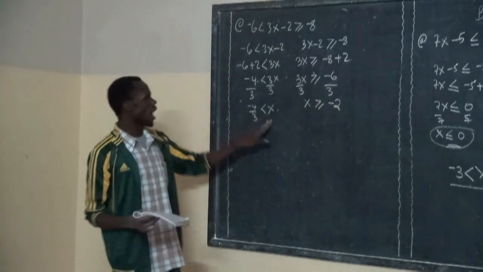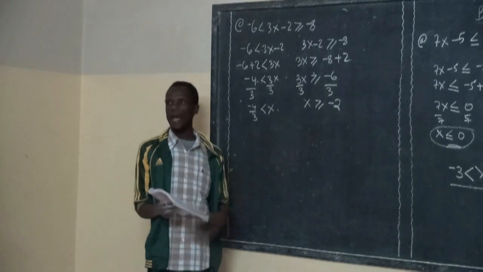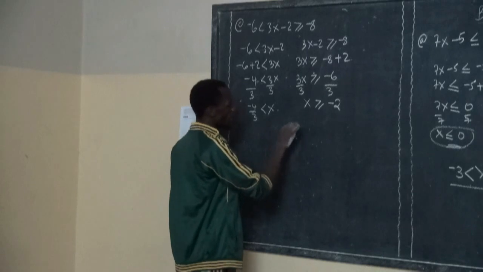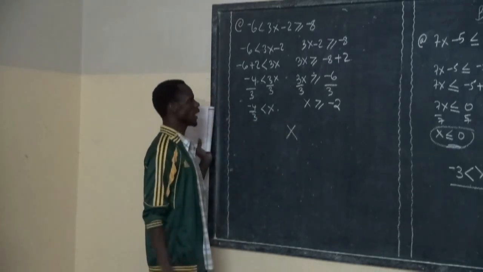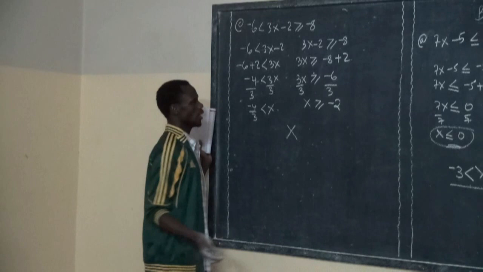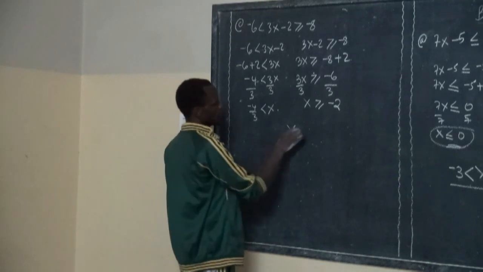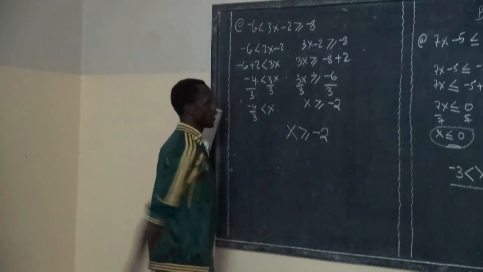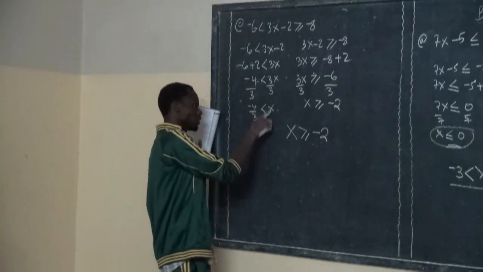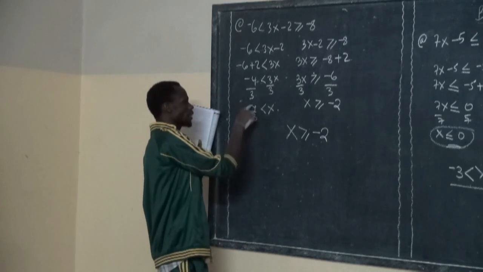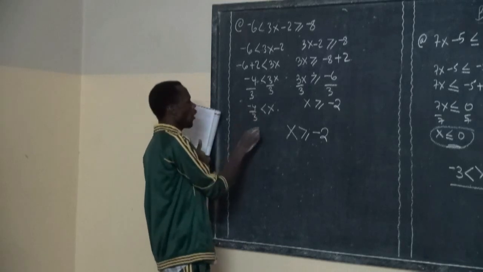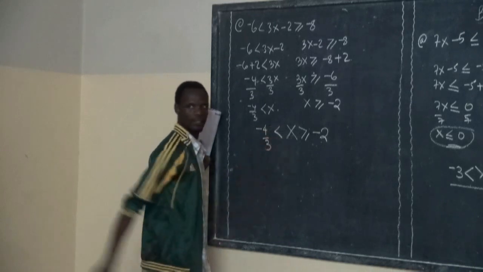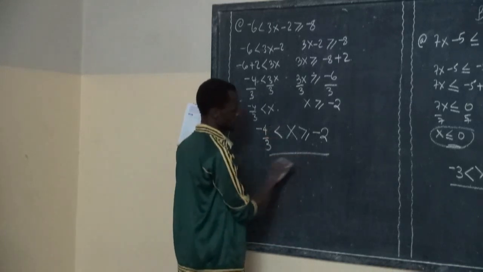If that is the case, now let us combine our answer. How? This is the way. We write our x at the middle. You understand? Yes. Now we choose: x is greater than or equal to negative 2. But remember, x is greater than negative 4 over 3, or negative 4 over 3 is less than x. Now this is the way we collect it.